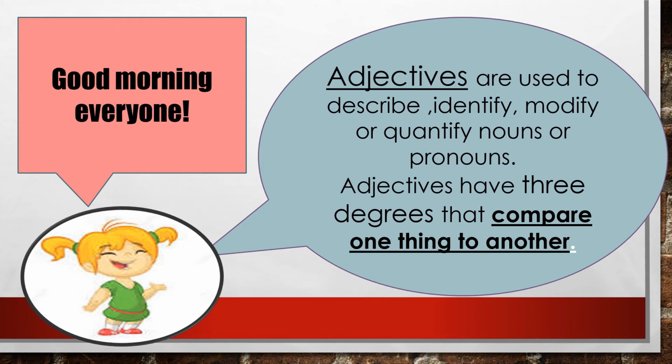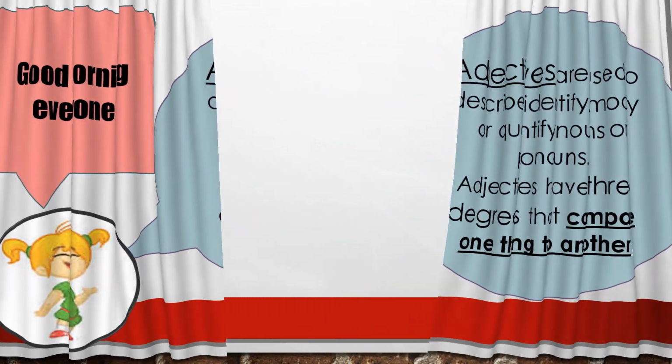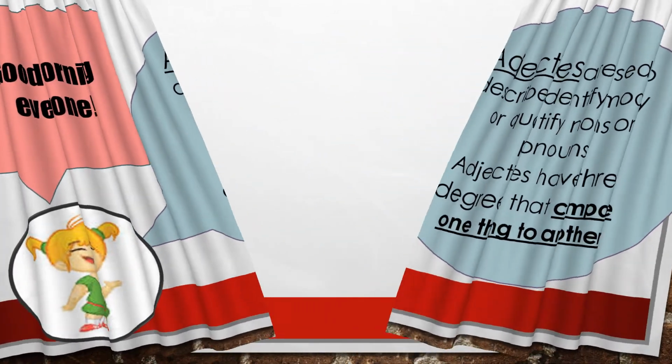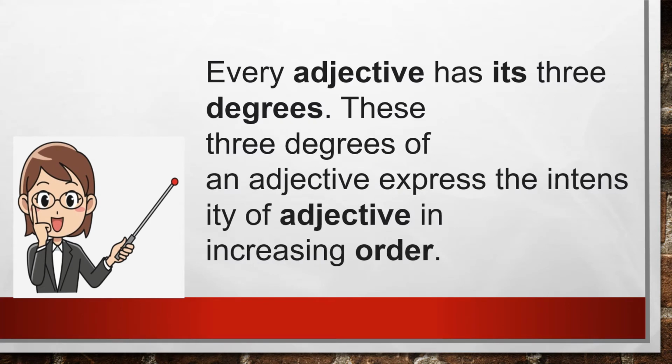Good morning, everyone. As we all know, adjectives are used to describe, identify, modify, or quantify nouns or pronouns. Adjectives have 3 degrees that compare one thing to another. You have to remember that every adjective has its 3 degrees. These 3 degrees of an adjective express the intensity of the adjective in increasing order.